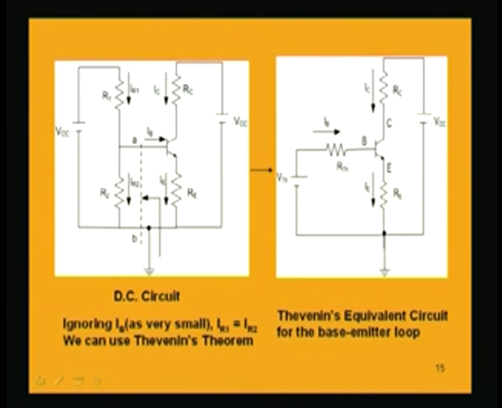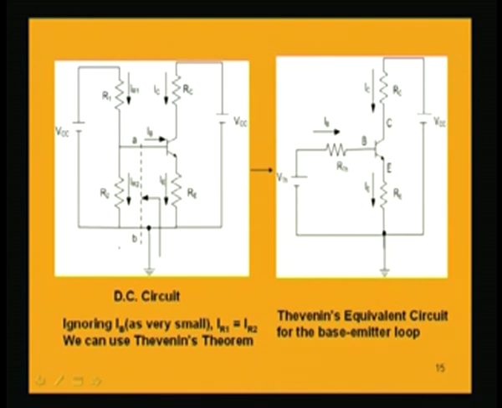Now in this circuit we have to find the base current. What we can do is simplify the circuit, or make it easier for analysis, if we concentrate on this base to emitter circuit and try to find its equivalent Thevenin circuit.